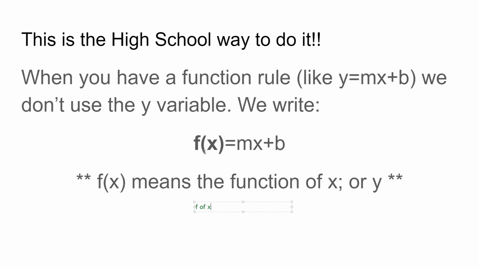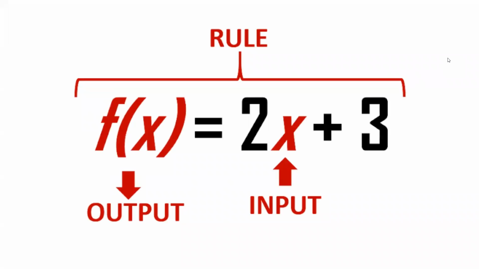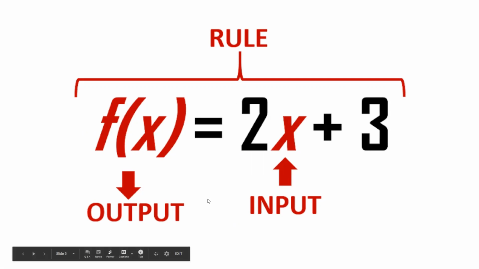So f of x equals mx plus b. It means the same exact thing. It's just a new way to do it that is more sophisticated because you guys are now 8th graders. So here's our rule. Instead of saying y equals mx plus b, we're saying f of x equals mx plus b. X is still our input, and f of x is our output.